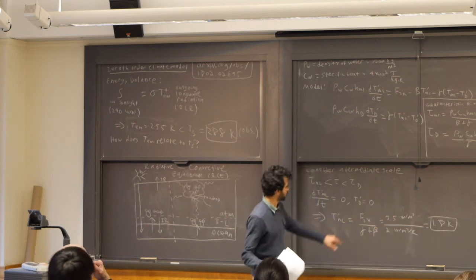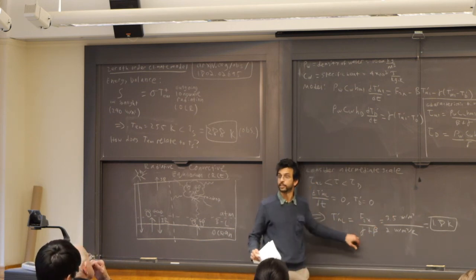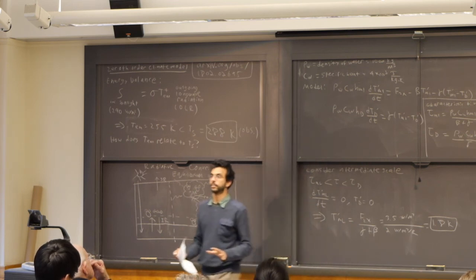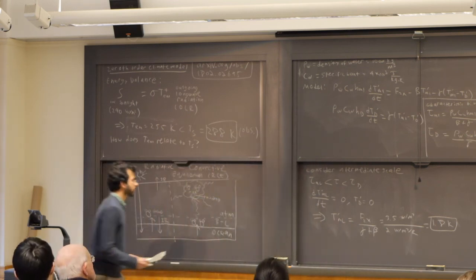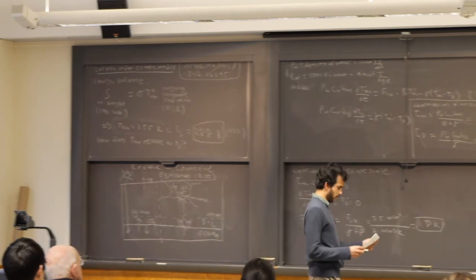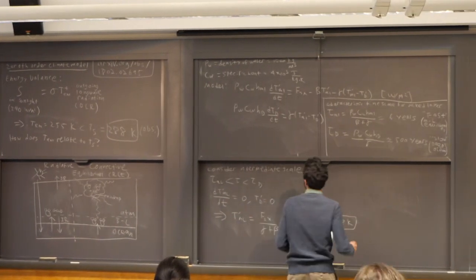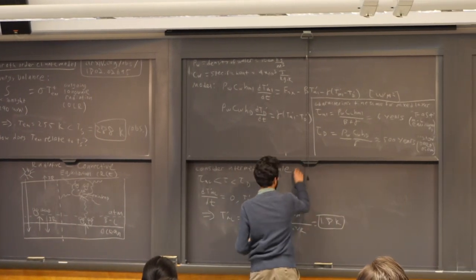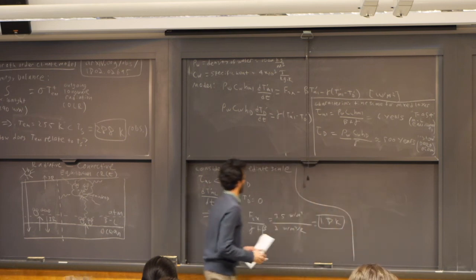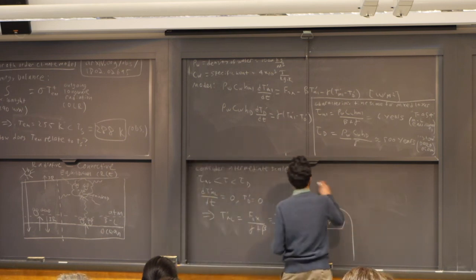Now, this wasn't first principles, right? I got these numbers from GCMs. But the point is that it all hangs together. All right. A couple more things to say. So this is on the intermediate time scale. So this is describing where we're at now.